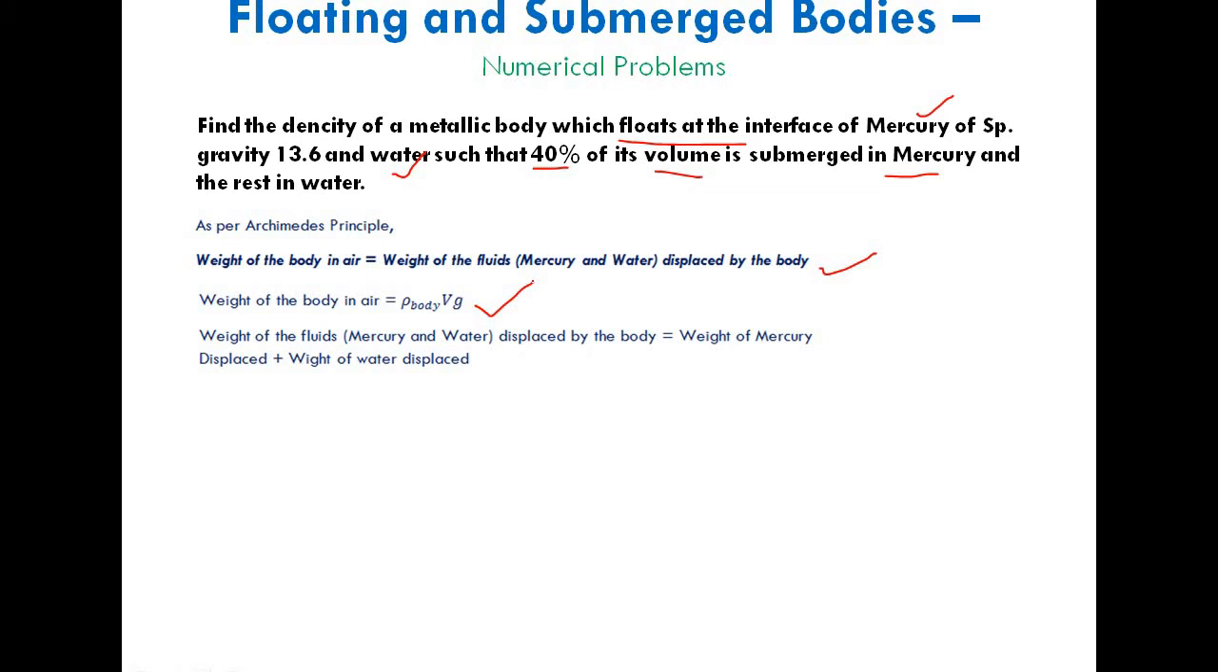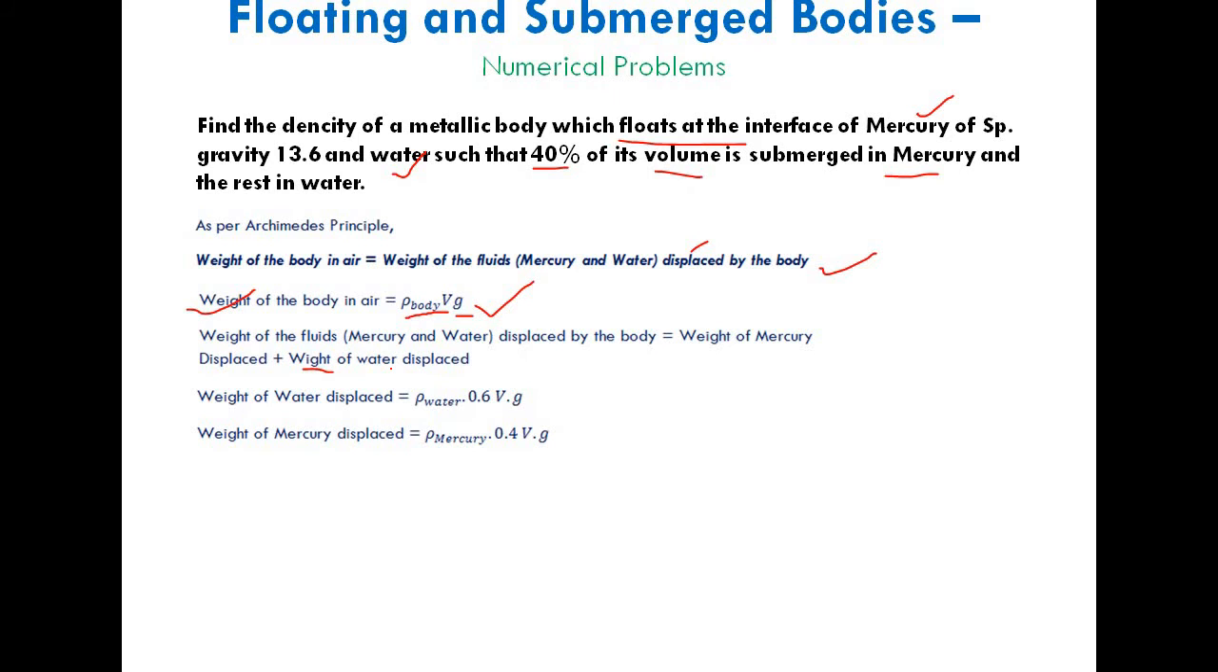It is equal to, weight is mass into acceleration due to gravity, m into g. So what is m? M is density into volume. So density of the body into volume of the body will give you mass, multiplied with g will give you weight of the body. What is density of the body? Okay, that we can find out. Then weight of the fluids displaced by the body. We are going to substitute in this equation. Weight of the fluids means weight of mercury plus weight of water displaced.